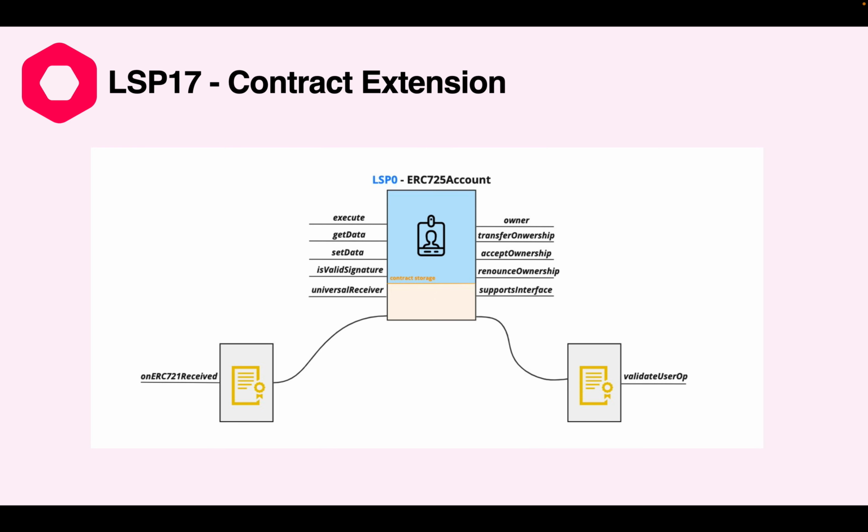So LSP17 not only ensures the ability to extend the profile with new functions and interface IDs, but also emphasizes the point that a universal profile is a non-biased account, where only essential features are within the account and everything else can be added as an extension. So we're going to see a demo on how to add an extension to the universal profile and what you can do with them.